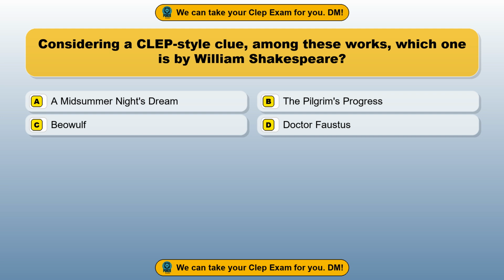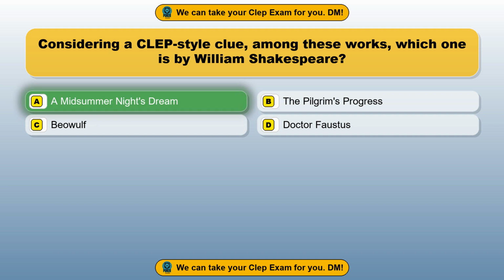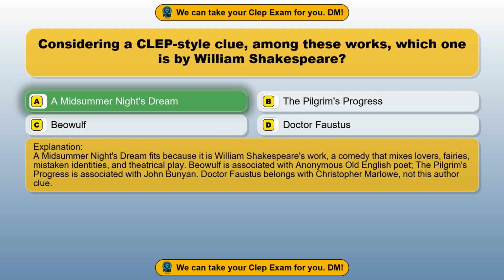Option A, A Midsummer Night's Dream. Option B, The Pilgrim's Progress. Option C, Beowulf. Option D, Dr. Faustus. The correct answer is option A, A Midsummer Night's Dream. A Midsummer Night's Dream fits because it is William Shakespeare's work, a comedy that mixes lovers, fairies, mistaken identities, and theatrical play.